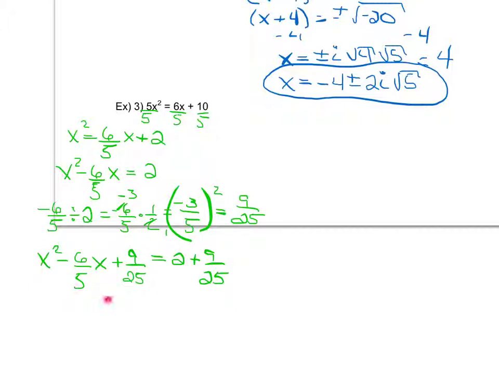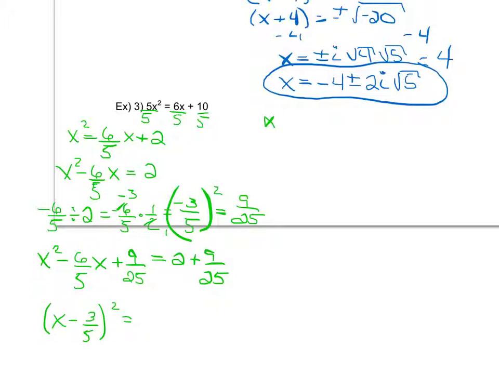Well, now when I try to factor this, I try to come up with two numbers that multiply to be 9 over 25 and add to be negative 6 over 5. I remember in my previous examples, I was just reusing that number from part A of step 3. And if I check, if I take negative 3 over 5 times negative 3 over 5, I do get 9 over 25. And if I take negative 3 over 5 plus negative 3 over 5, I do get negative 6 over 5. So it does work out, giving me x minus 3 over 5 squared equals 2 plus 9 over 25.